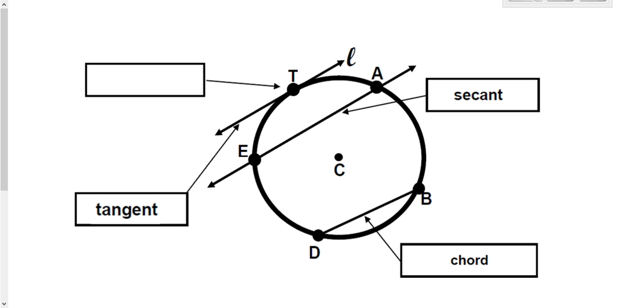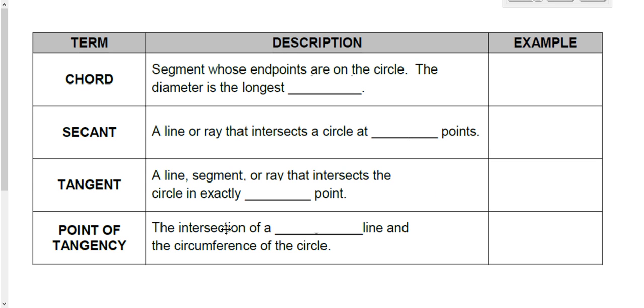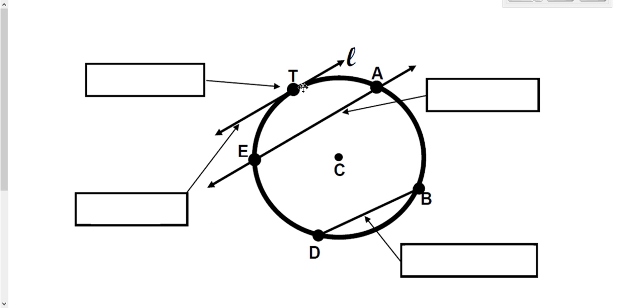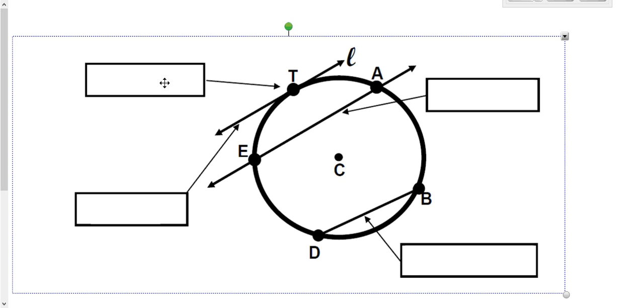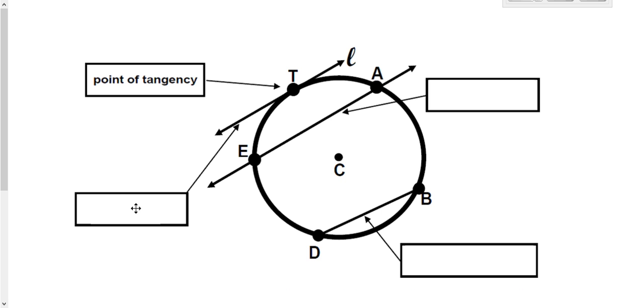The last one is the point of tangency. I'll put all these back up here in a minute so you can pause it if you haven't gotten them all. The point of tangency is the intersection of a tangent line and the circumference or the outside of the circle. It's that point where they touch. It says it's called point T in our picture. Let's go back. And yes, point T is where this line touches this circle at this 1 point, and that is called the point of tangency.